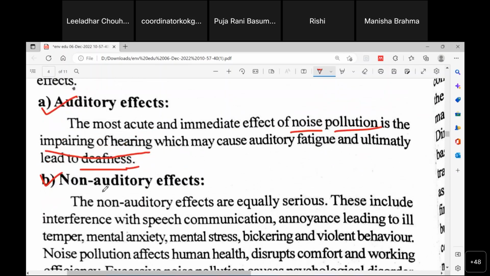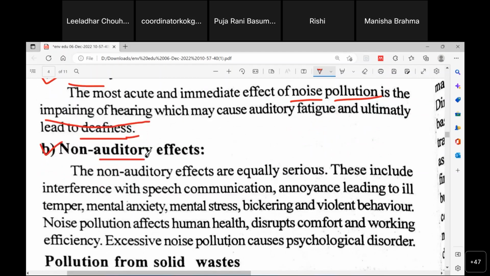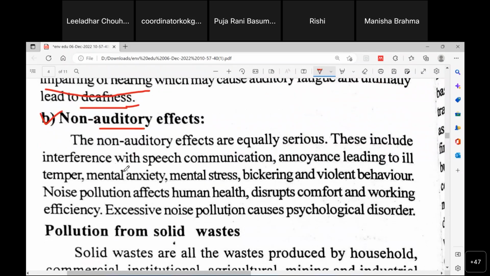Non-auditory effect. Non-auditory means not directly related to our hearing. The auditory effect is related to hearing; this is not related to our hearing. Non-auditory effects are also equally serious. They include interference with speech communication.